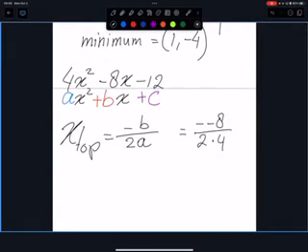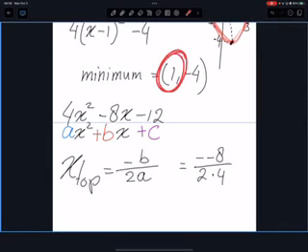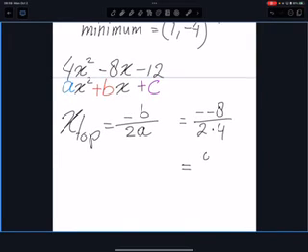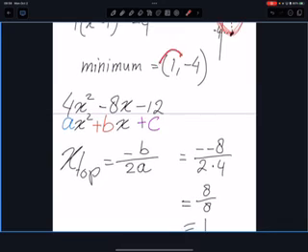And what is your x top? There it is. You place it in the formula, and the answer becomes, so your x value is 1. There it is. You see? 1.